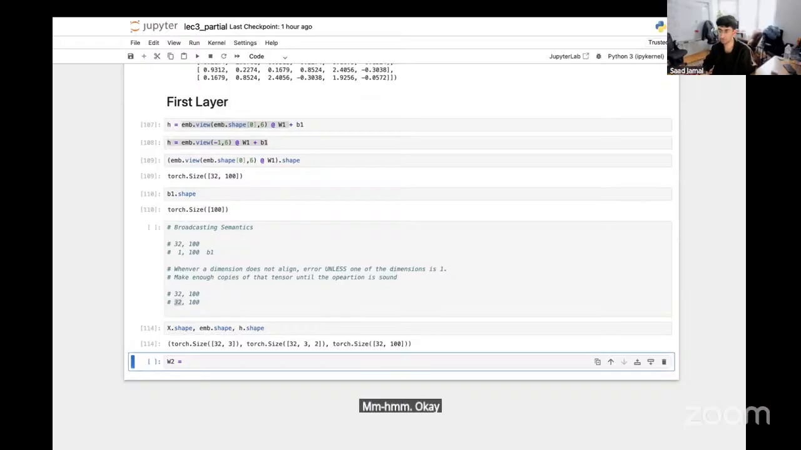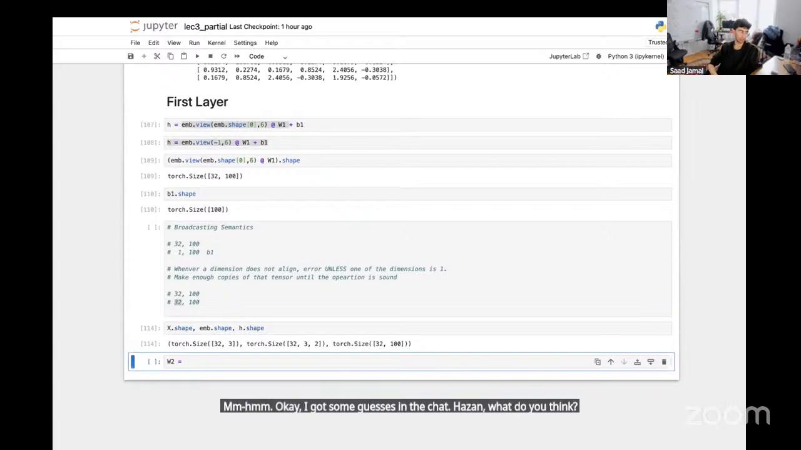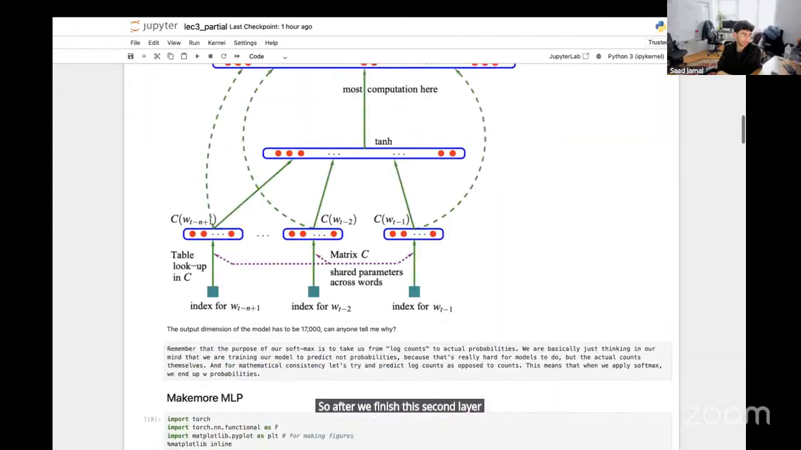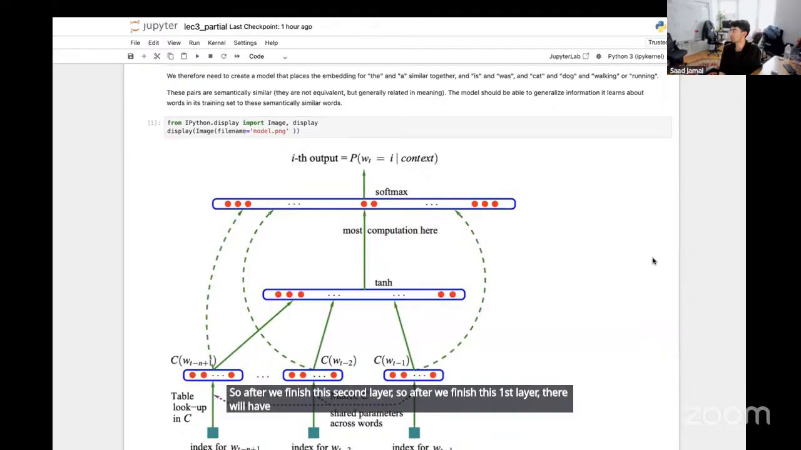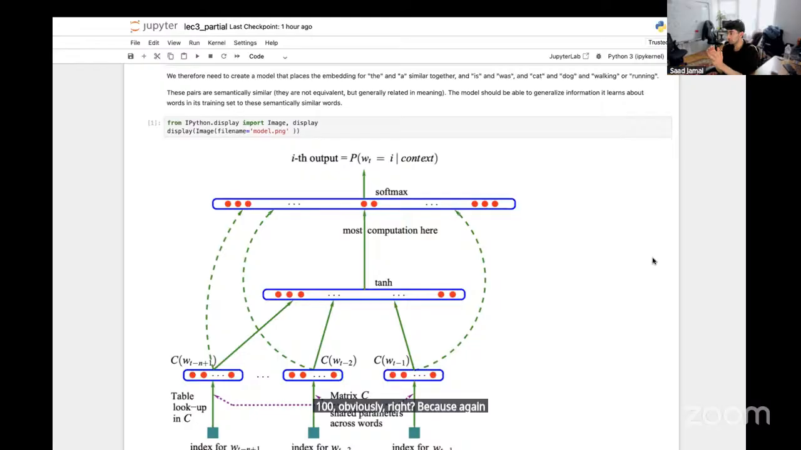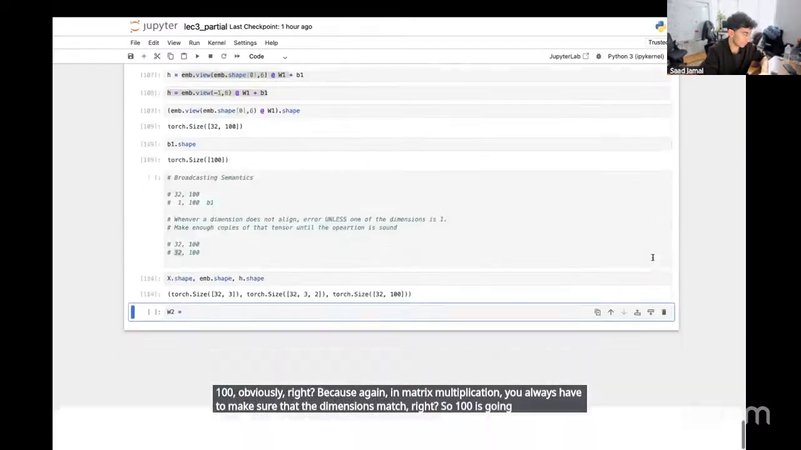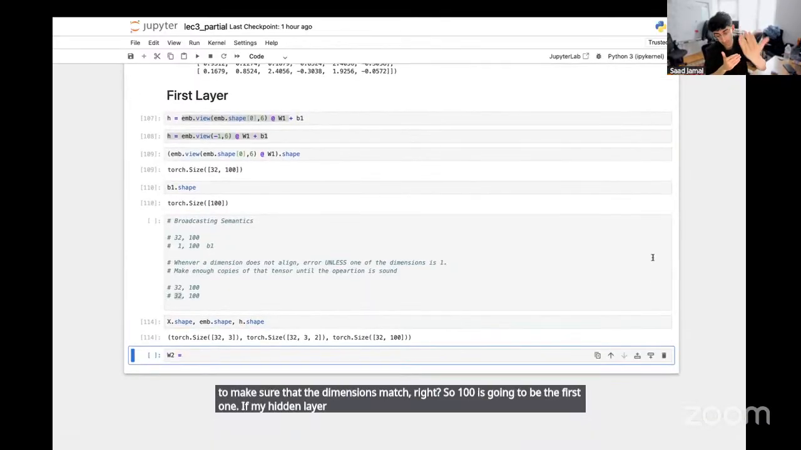Okay, I got some guesses in the chat. Faizan, what do you think? After we finish this first layer, there will have been 100 neurons, right? So what do you think the first dimension of our second layer should be? 100, obviously, because in matrix multiplication, you always have to make sure that the dimensions match. If my hidden layer has an output dimension of 100, my final layer has to have an input dimension of 100. That makes sense?